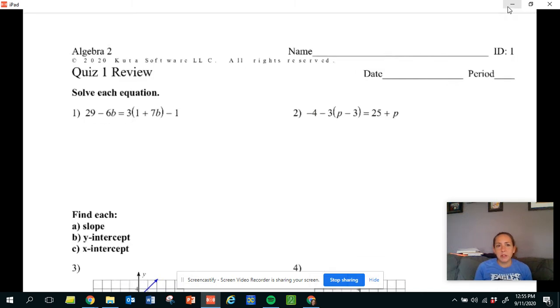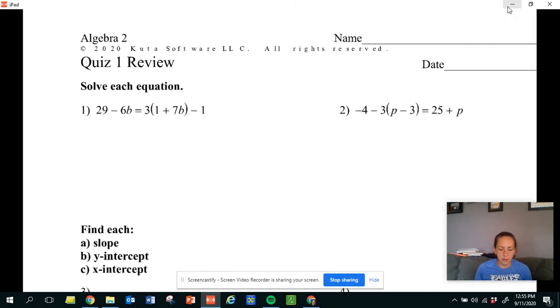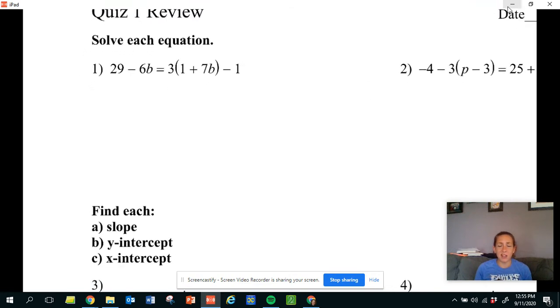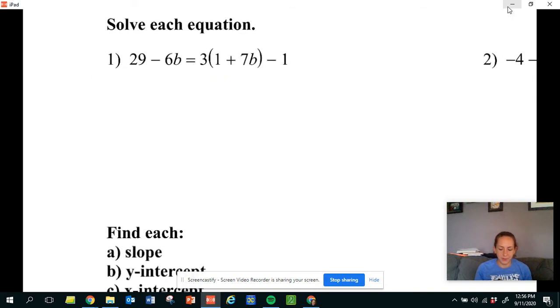Hi guys, as promised, here is our quiz review for the quiz we're going to have on Monday. So I'm going to do the odds and leave the evens for you guys. And if you have questions, just go back and see if this, hopefully this will help. And I've got the answer sheet added to the assignment so you can check and make sure you're doing it right.